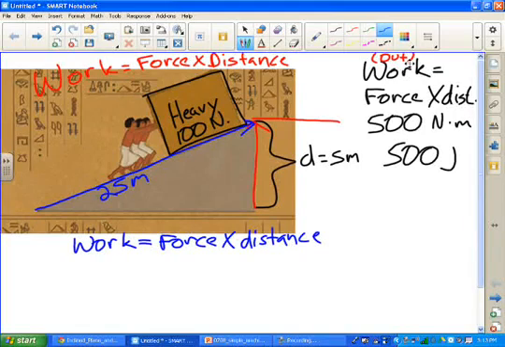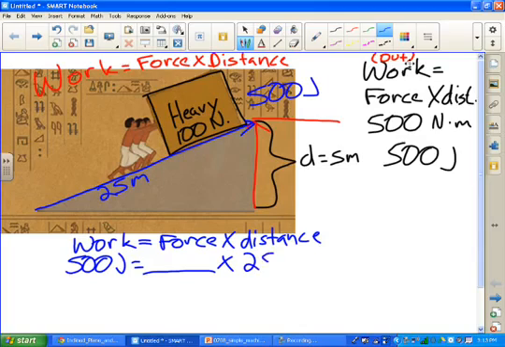So because I've changed the distance, my force times my distance requires less force. In other words, I'm still going to have to do 500 joules worth of work, assuming that there's no friction on the surface of the inclined plane. If I move a distance of 25 meters, then the force I would need would be a lot lower. In fact, the force would be less than 100 newtons. It would actually be 20 newtons.